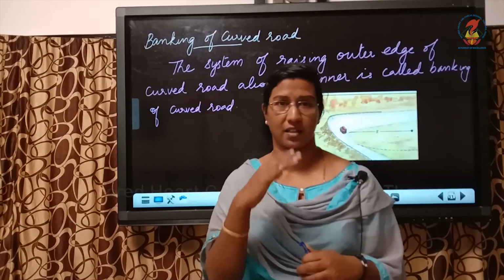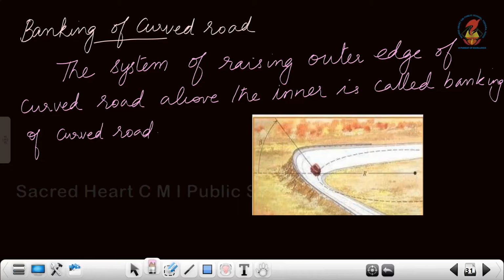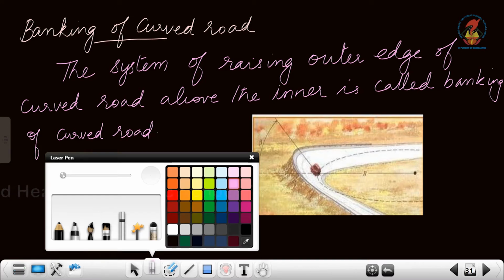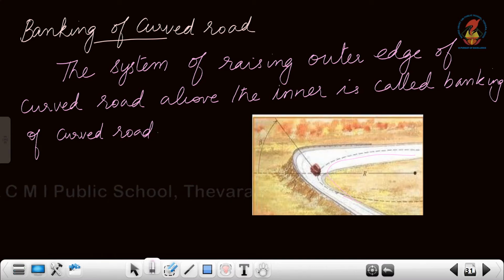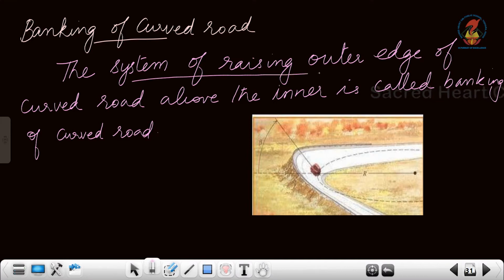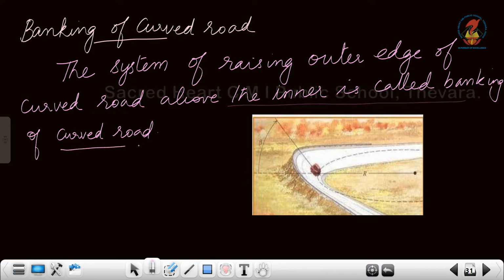Now what is the meaning of banked? If you look at this diagram, you can see this is the inner portion of the curved road, and this is the outer portion. You can see that the outer portion of the road is slightly elevated when compared to the inner portion, isn't it? This is what we call banking of curved road. The system of raising the outer edge of the curved road above the inner edge is what we call banking of curved road.